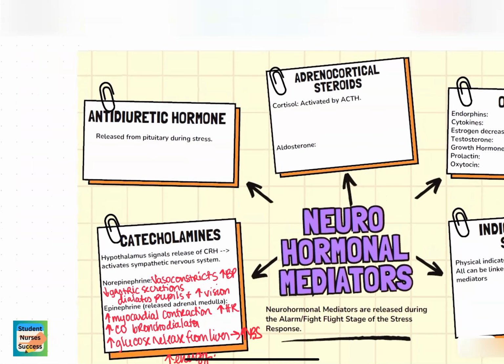Now let's talk about antidiuretic hormone, or ADH. ADH is also released from the pituitary during stress. Now, ADH helps your body hold on to fluid. And that holding on to fluid increases your fluid volume, which also increases your blood pressure. And it also does some vasoconstriction as well. All of these are helpful during fight or flight.